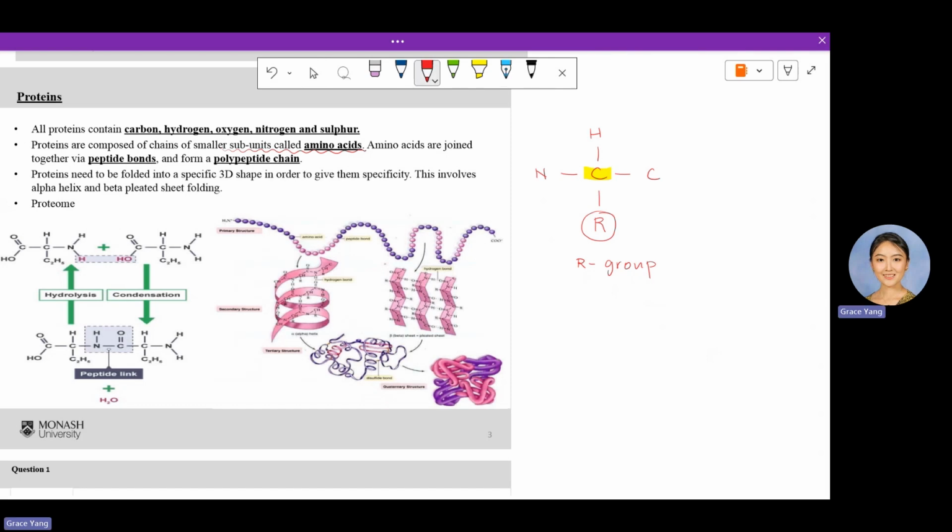On the left-hand side of our central carbon, you'll find an amine group. There's N attached to 2H. This is an amino group. And then on the right-hand side of our central carbon, you will see a carboxyl group. So C double bond O and OH, this is a carboxyl group.